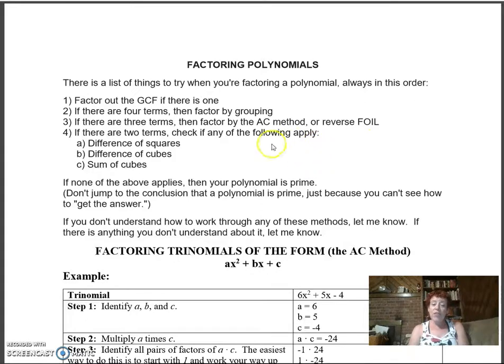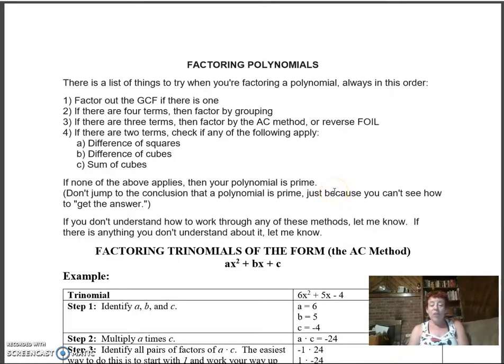If there are 2 terms, there are 3 other methods that we would use to factor after checking for the greatest common factor, and that is checking for the difference of squares, the difference of cubes, and the sum of cubes. If none of these methods apply, then it probably can't be factored, and we would consider that prime.